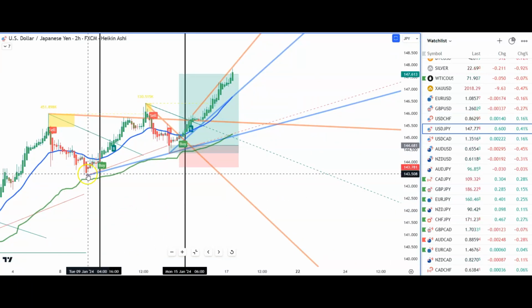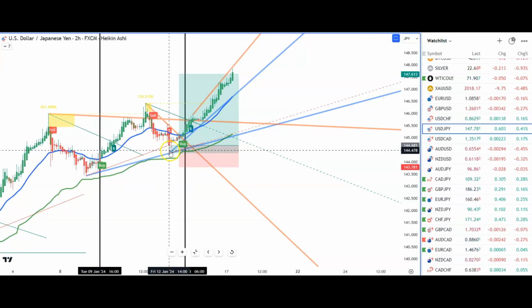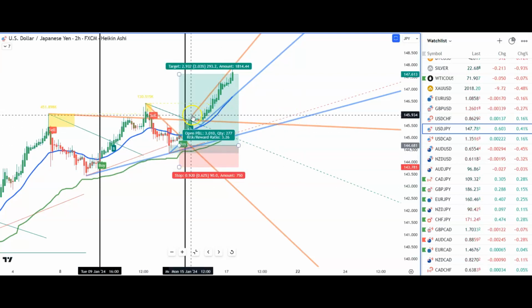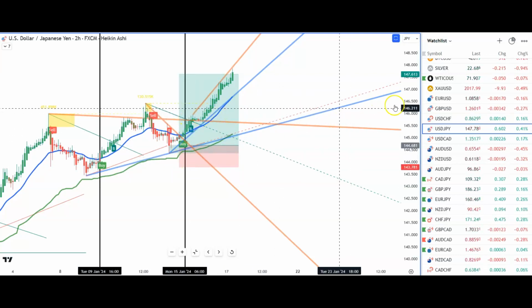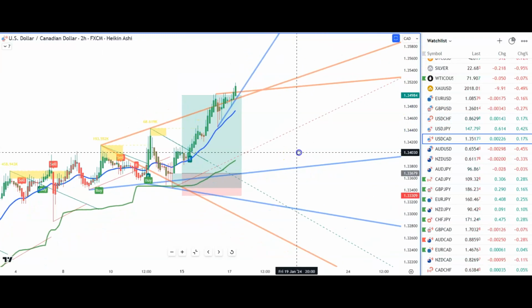US yen came into liquidity just the once, okay, which is fair enough. You could have bought it there, but there's no liquidity there. Here's the liquidity zone, into the liquidity, stop down here, away it goes. 293 pips.